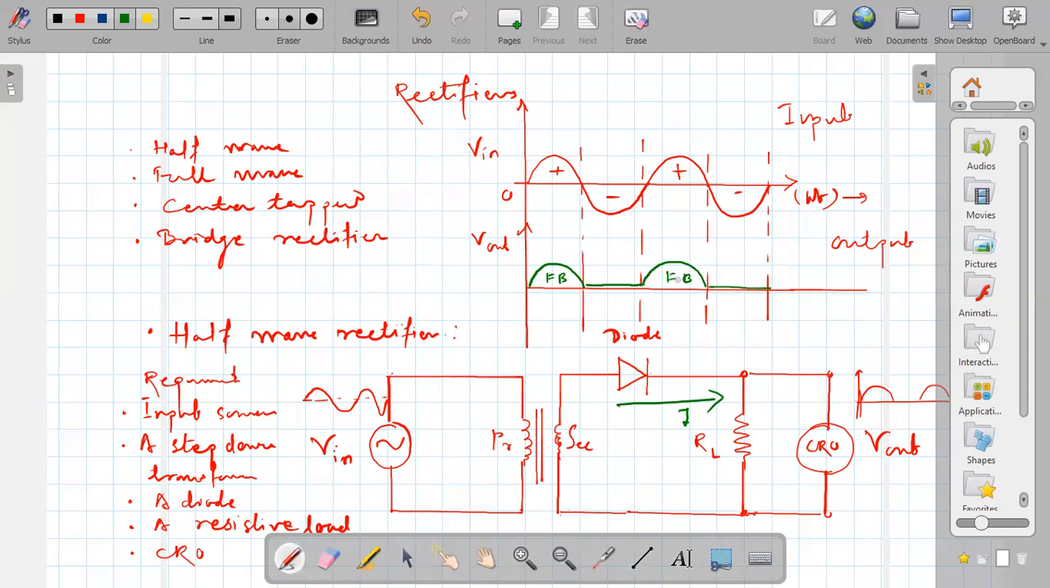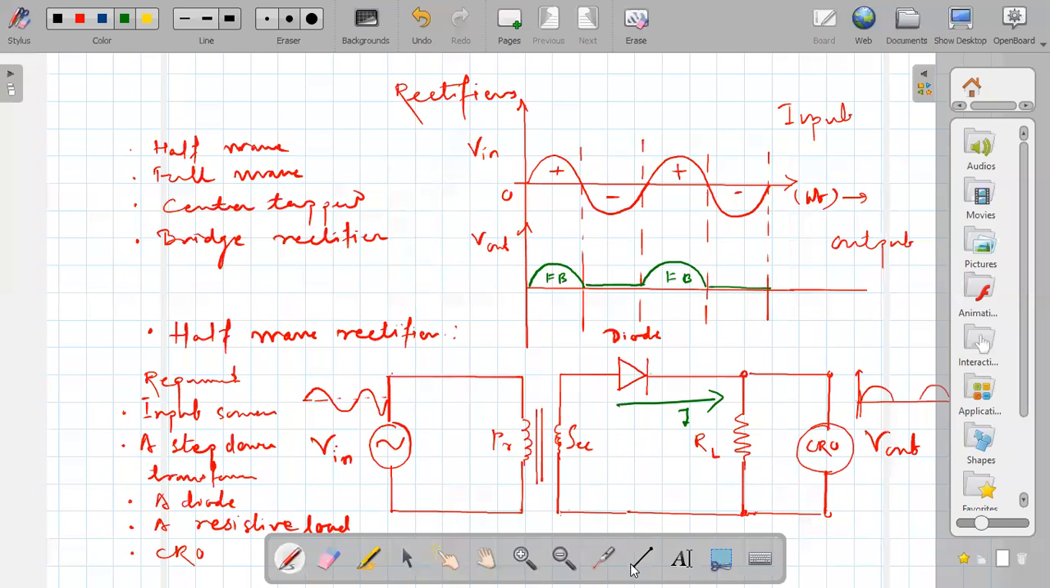Understood, dear student? Input and output waves: in the case of a half wave rectifier, you will get at the output half of the input. Understood, dear student? See again. What are the requirements? These are the requirements for a half wave rectifier.